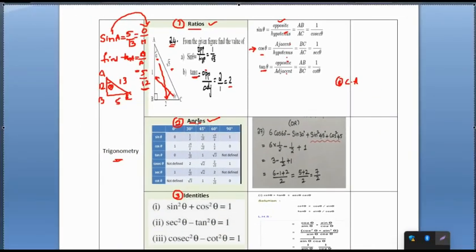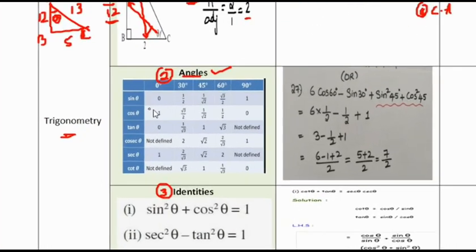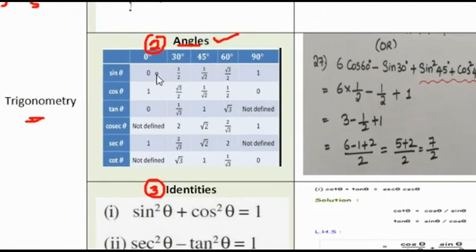Moving to the angle concept, sin 0. Whenever you go to the exam hall, first write this angle table, students. Sin 0 is 0, sin 30 is 1 by 2, sin 45 is 1 by root 2, sin 60 is root 3 by 2, sin 90 is 1. Cos will be the reverse form of sine: 1, root 3 by 2, 1 by root 2, 1 by 2, 0.